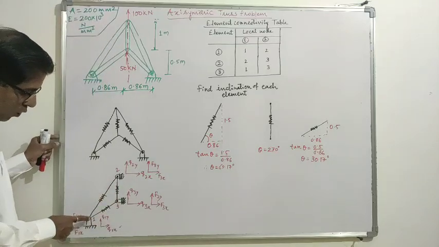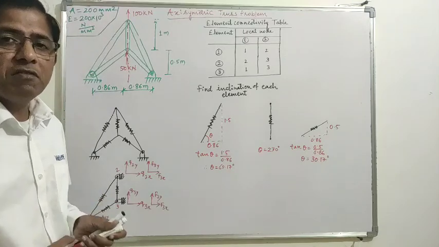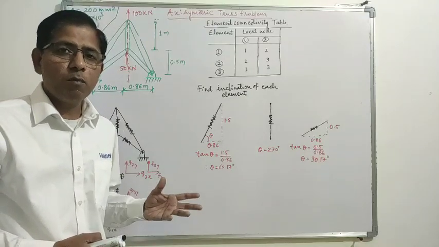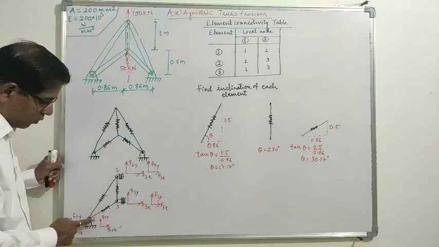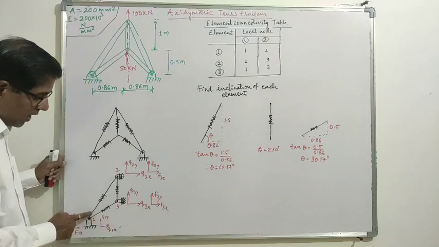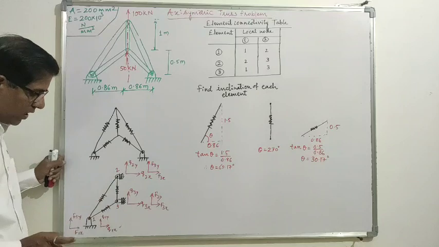Okay, so node numbering is given in the same manner that we discussed in the last lecture. Always start the node numbering from the bottom left corner and go in clockwise direction. So I have started the node numbering from the bottom left node, in clockwise direction. So this is 1, this is 2, this is 3.